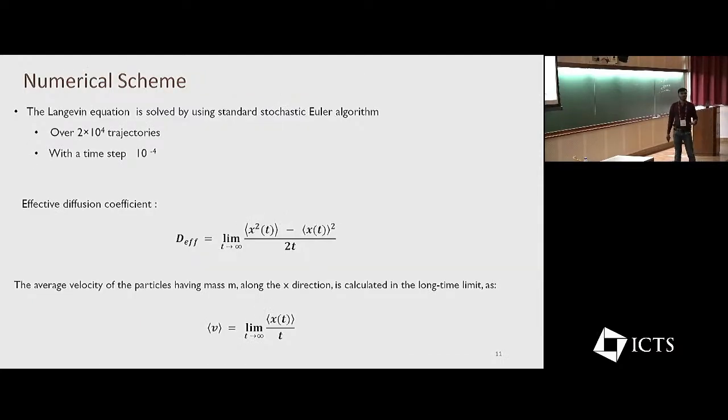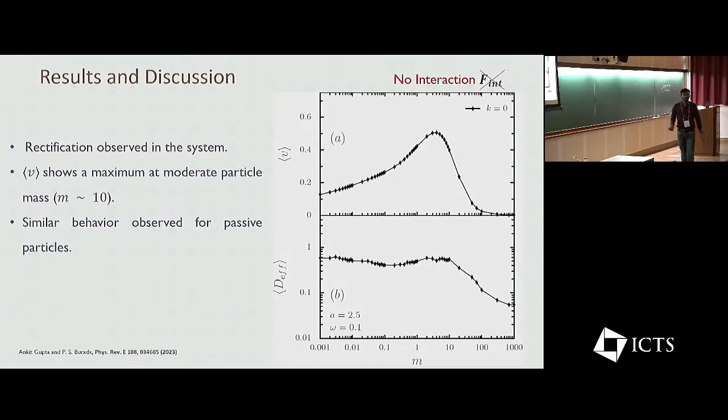So what are we looking for? We are looking for the transport characteristics, and we are calculating the average velocity along the channel direction and the effective diffusion coefficient. Here are the results. This is the average velocity and D effective as a function of mass, and note that there is no interaction. We can see there is a peak: the average velocity initially increases, attains a peak, and then decays. We can clearly see the rectification of the particles, with a peak at mass m equal to 10.